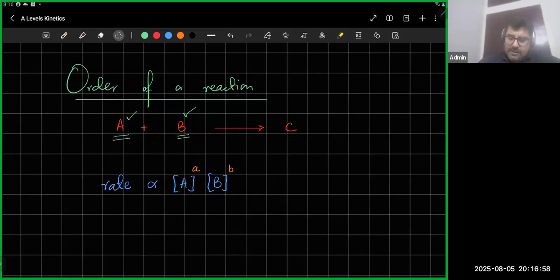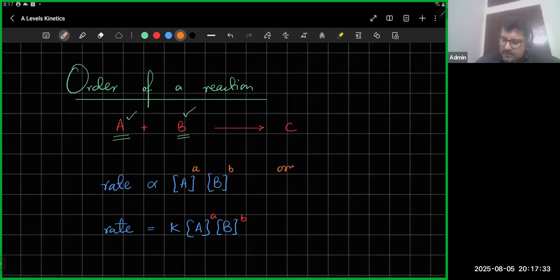If you want to get rid of the proportionality sign, you add a rate constant. Normally you get rid of proportionality by adding this. So it's the concentration of A with the power small a, and similarly it depends on B with the power small b. Right now it says small a, small b. I'm going to talk about it.